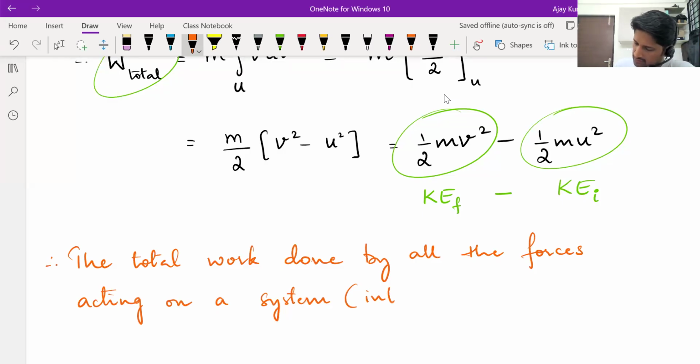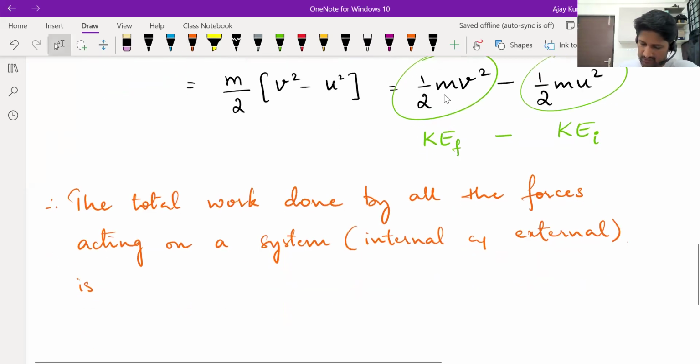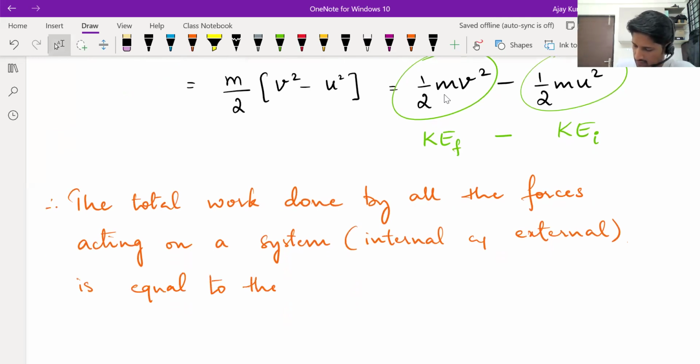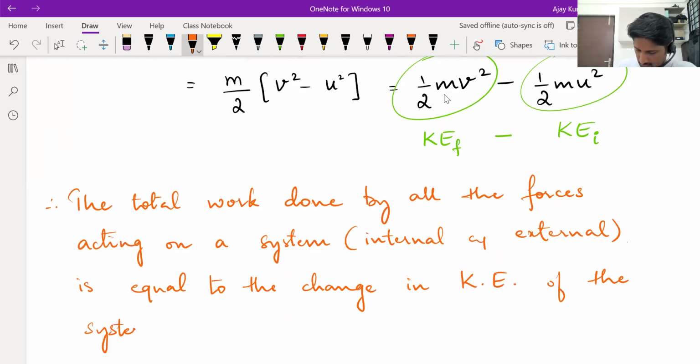When we say all the forces, we include internal and external forces. And the total work done by all forces is equal to the change in the kinetic energy of the system. And this theorem is extra useful compared to other theorems and laws, because this does not come with any condition. This is always valid.